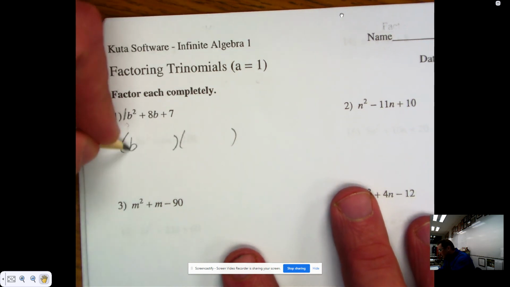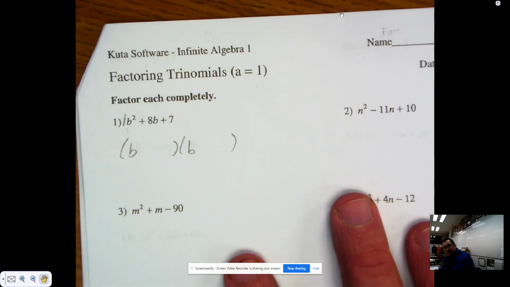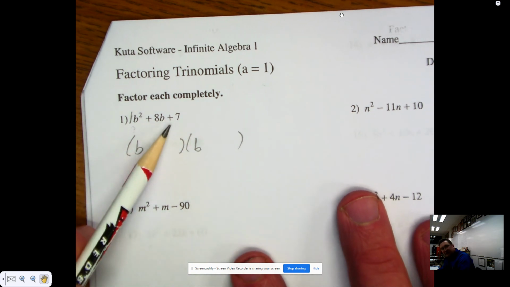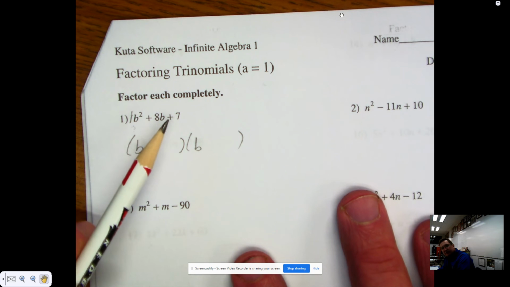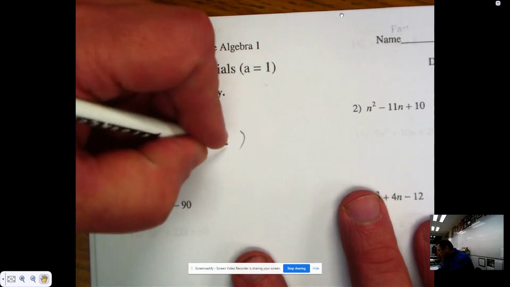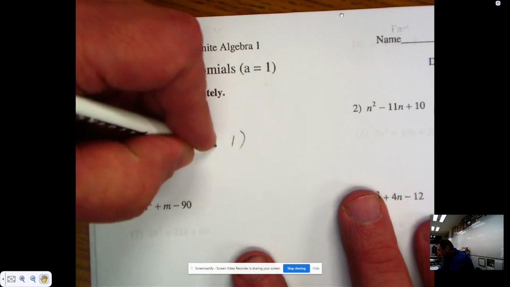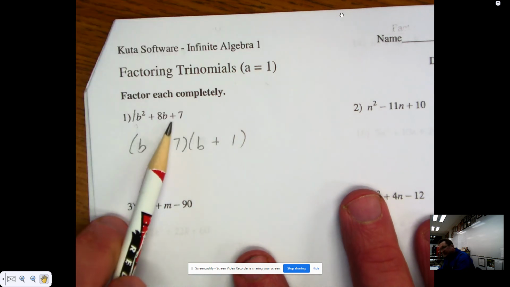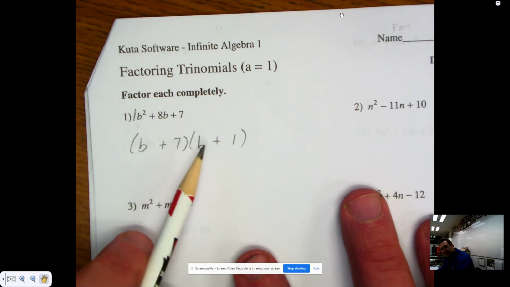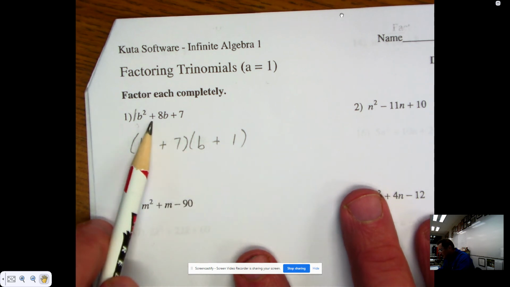We could put a b here and a b here. Since we have a 7 here, we want to think to ourselves, what multiplies to 7 and adds to 8? Those two numbers are, of course, 7 and 1. And since this sign is positive, both of these have to be positive if all of the signs up here are positive.